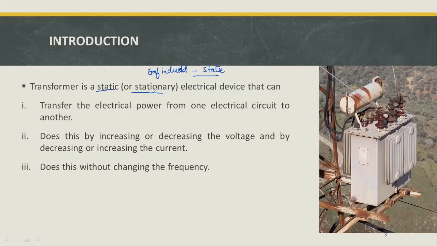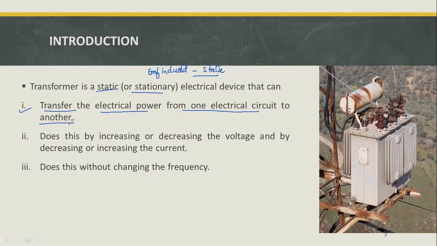At the same time, it is also called a stationary electrical device because in the transformer there are no rotating parts. All the components in the transformer are stationary. Hence, it is called a stationary electrical device. So this is a transformer, and what functions does it perform? The first one: the transformer basically transfers electrical power from one electrical circuit to another.